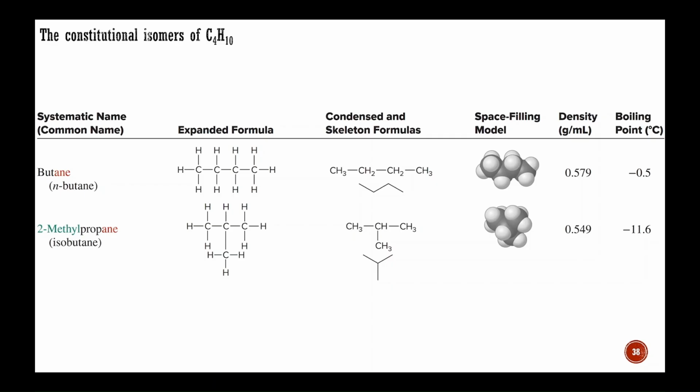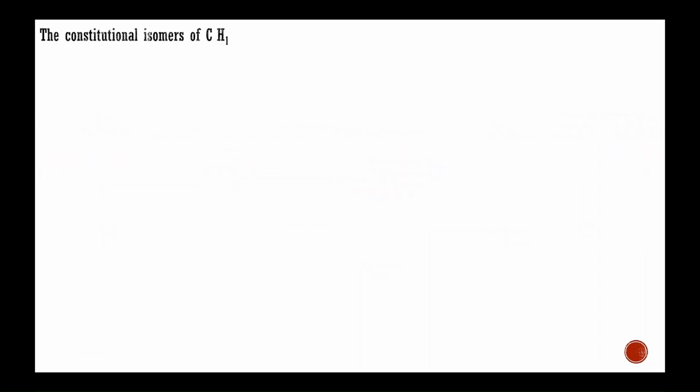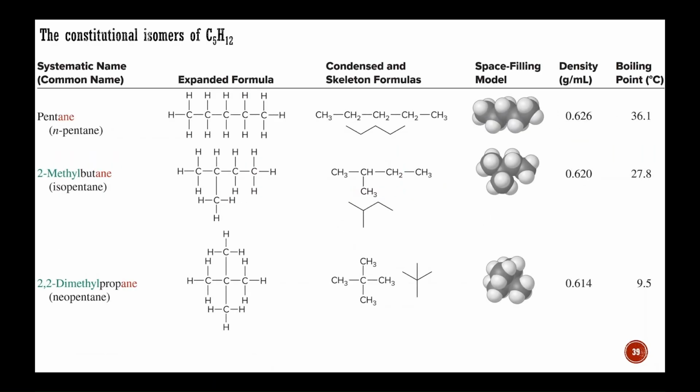Its 2 isomers are shown in this figure. The unbranched isomer is called butane, while the branched one is known as 2-methylpropane or isobutane. As the number of carbon atoms increases, the number of possible isomers grows exponentially. For instance, a hydrocarbon with 5 carbon atoms has 3 possible constitutional isomers, which are presented here.